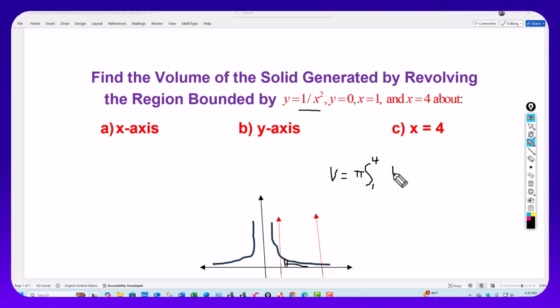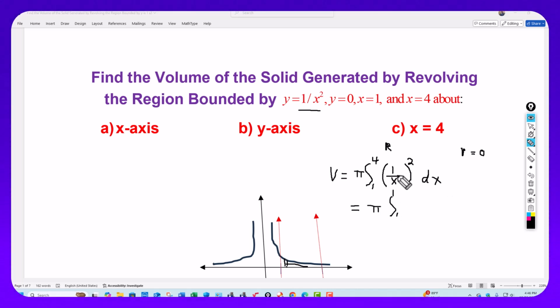So the radius here is 1 over x squared. This was capital R in the formula that we looked at, R of x, squared, and then dx. Notice r is 0 in this case, small r for the inner radius. So this is the outer radius. The inner radius is 0. This is what you have. So this is from 1 to 4.